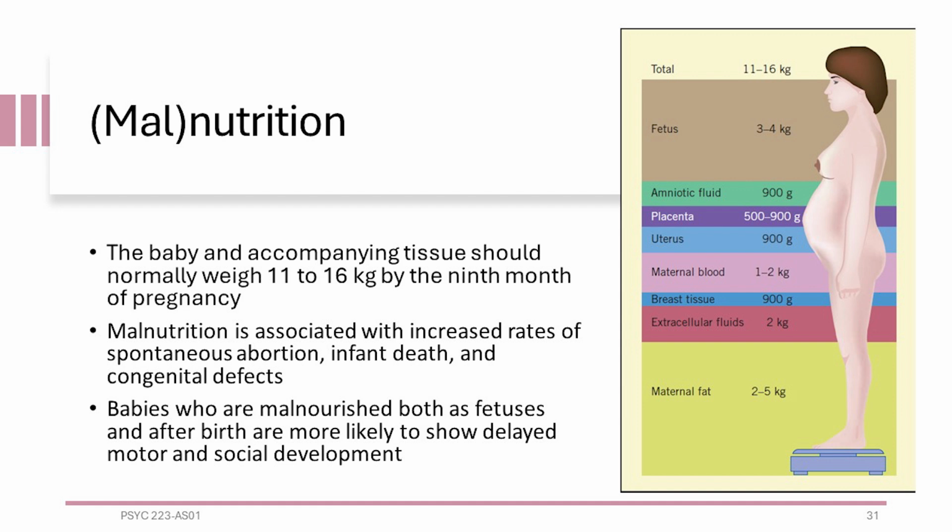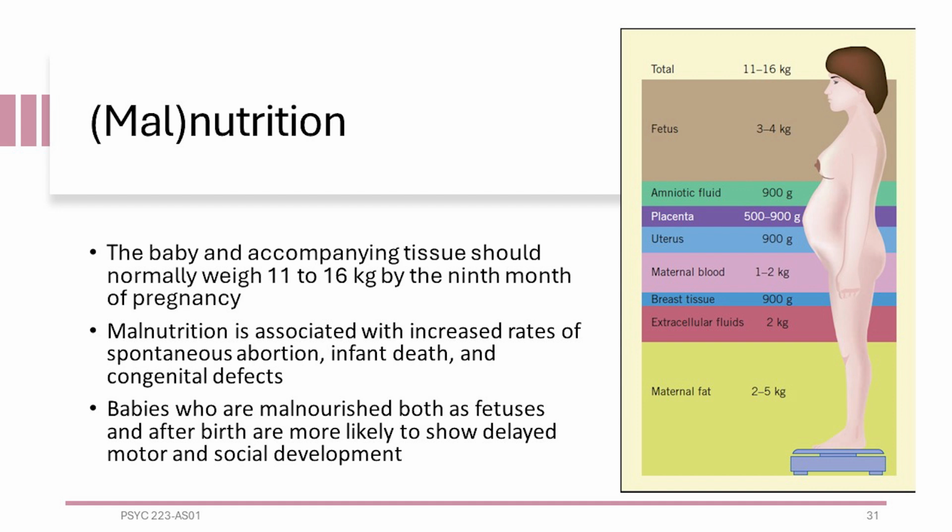Malnutrition is linked to high rates of spontaneous abortion, infant deaths, and congenital defects. Babies who are malnourished before and after birth are more likely to experience delayed motor and social development. During World War II, many countries faced severe food shortages. This led to fewer conceptions, more miscarriages, stillbirths, and birth defects due to inadequate nutrition.